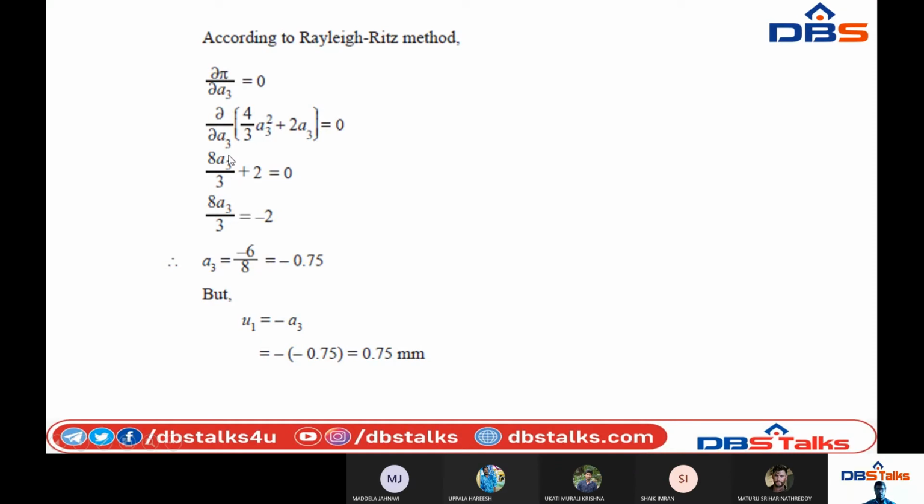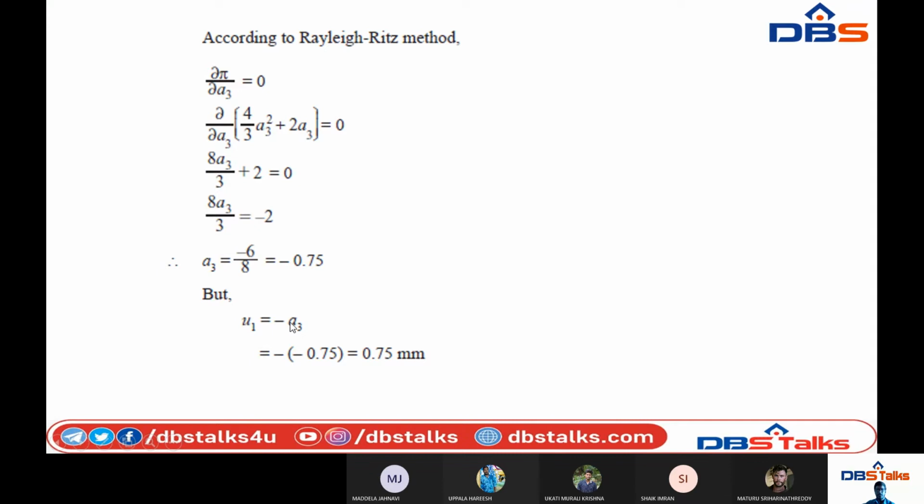After partial differentiation, this will be obtained: 8a3 by 3 plus 2 equals 0. Then 8a3 by 3 equals minus 2. The 2 is transferred from LHS to RHS, so it will be minus 2. Therefore, a3 equals minus 6 by 8, that equals minus 0.75.